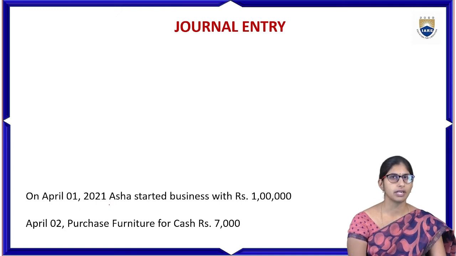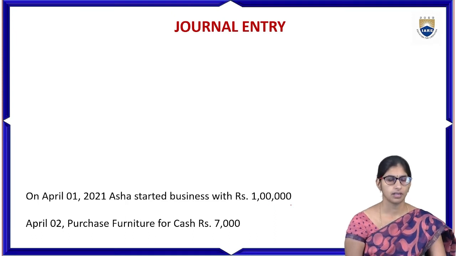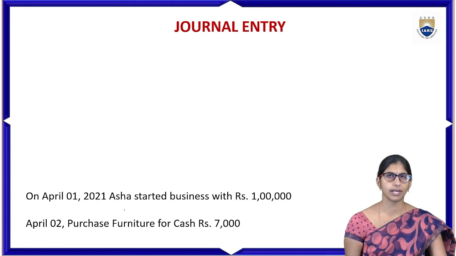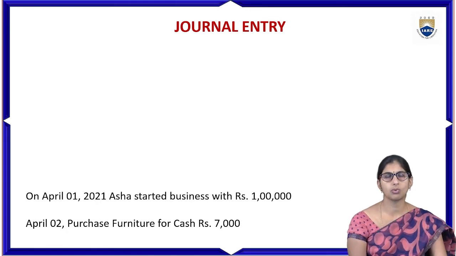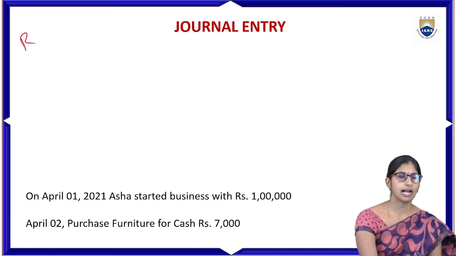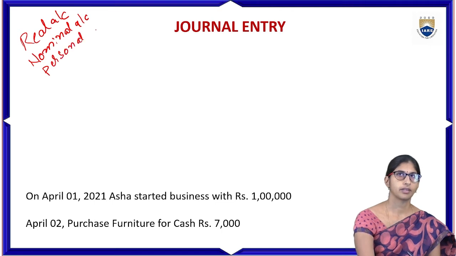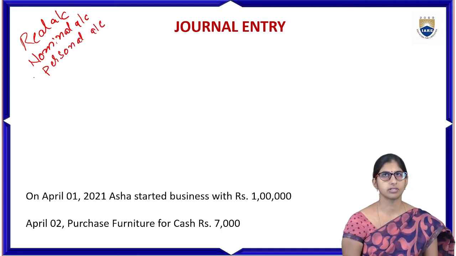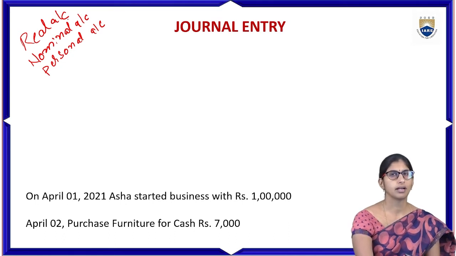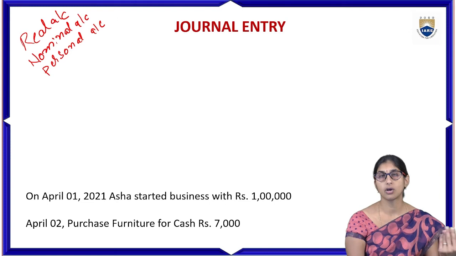So now coming to the first entry. On April 1st, 2021, Asha started business with rupees 1 lakh. So what we need to do here is, first we need to identify the three rules of accounts. What are the three rules of accounts? Real account, nominal account, and personal account. So these are the three rules of accounts. So what is the real account rule? Debit what comes in, credit what goes out.